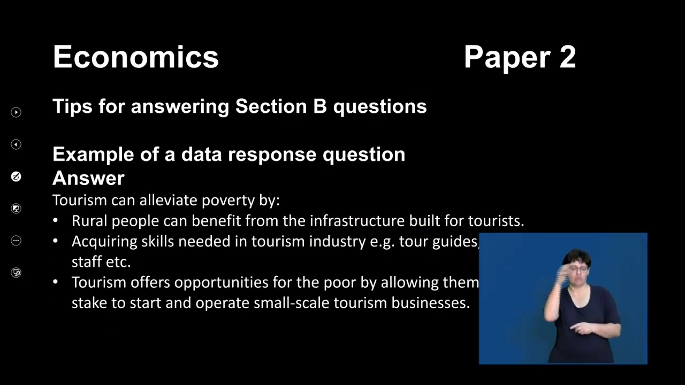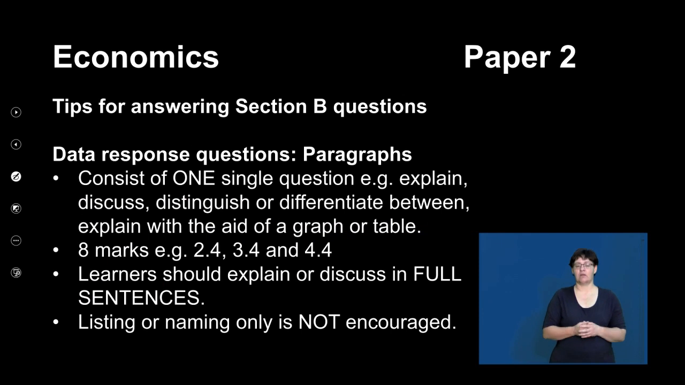Again, you can talk about how rural people can benefit from infrastructure built for tourists. You can say acquiring skills needed in the tourism industry, for example, becoming tour guides, hotel staff, and other things. Also, tourism offers opportunities for the poor, allowing them a stake to start and operate small-scale tourism-based businesses.